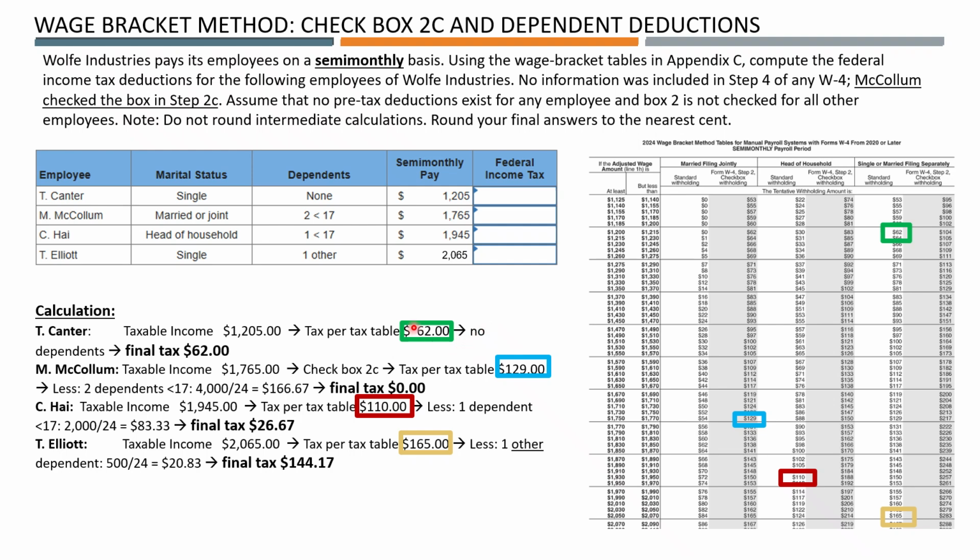Now let's look at McCallum. McCallum is married, filing jointly, and has 2 dependents under 17. For this employee, you also have to remember that box 2C is checked. We'll pull up the tax table and we see that the tax for a wage of $1,765 is $129, which is highlighted with a blue rectangle.